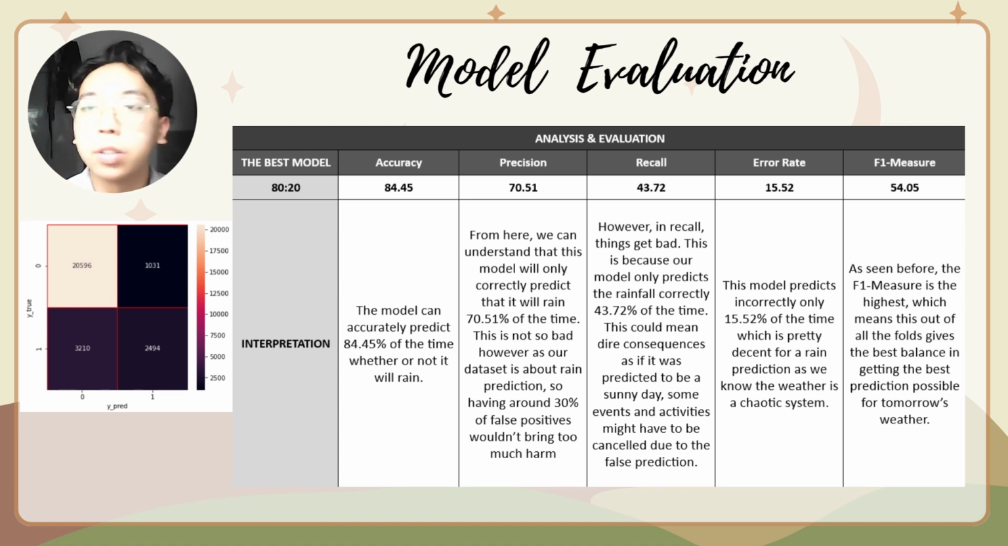Now, the error rate, on the other hand, is only 15.52, which is quite the inverse of accuracy, which means that this model will predict incorrectly around 15.52% of the time, which is pretty fine. However, rain is chaotic in nature, so it is quite hard to predict. Lastly, the F1 measure is at 54.05%. As seen before, the F1 measure is the highest, which means that out of all the other folds, this gives the best balance in getting the best prediction possible for tomorrow's weather. So, although recall is quite low, it is also the highest out of all the other folds. And this might be one of the limitations that we have for this specific model.